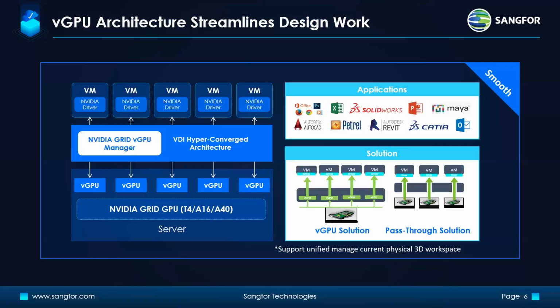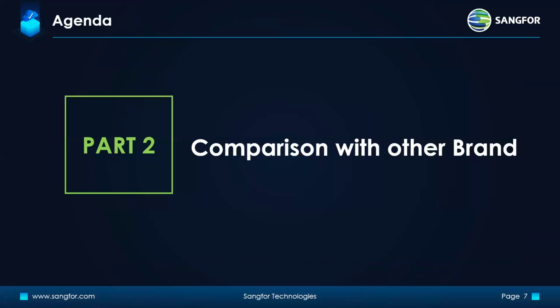So here is the vGPU architecture. As I mentioned, we can support the NVIDIA Grid vGPU manager. We have a shared scenario as well, where the vGPU will be shared to multiple VMs. And you can run all presented applications like Autodesk, CATIA and Maya, all the 3D applications with 2D applications as well. So these are the capabilities we are giving you in the 3D environment as well.